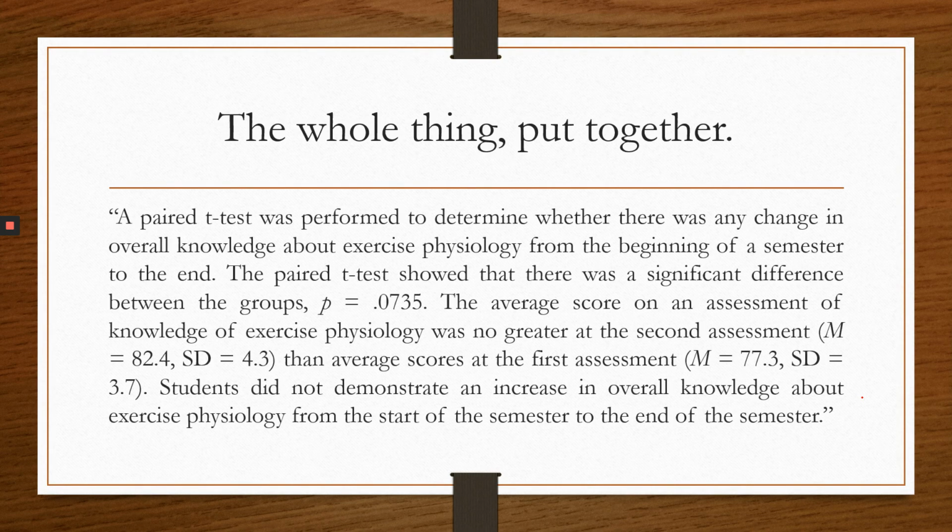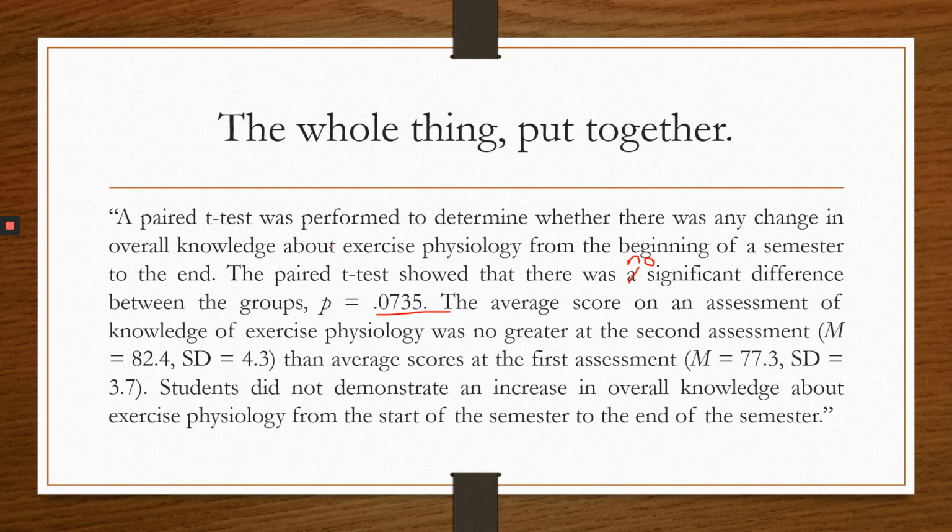A paired t-test was performed to determine whether there was any change in overall knowledge about exercise physiology from the beginning of a semester to the end. The paired t-test showed that there was, that should say no significant difference between the groups, because here's your p-value. The average score on an assessment of knowledge of exercise physiology was no greater at the second assessment than the average score at the first assessment. Students did not demonstrate an increase in overall knowledge about exercise physiology from the start of the semester to the end of the semester. So that took me about 25 seconds, and that was including doing this little markup right here.